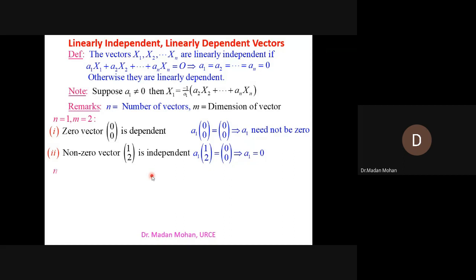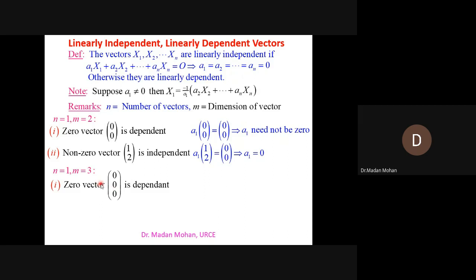Next. Suppose I am taking only one vector, but the dimension is 3 now. Again, I am explaining. The zero vector, triple 0, 0i plus 0j plus 0k, is dependent, very clear. From the same logic, a1 times triple 0, a1 need not be 0.